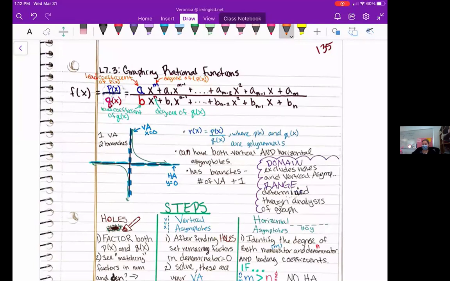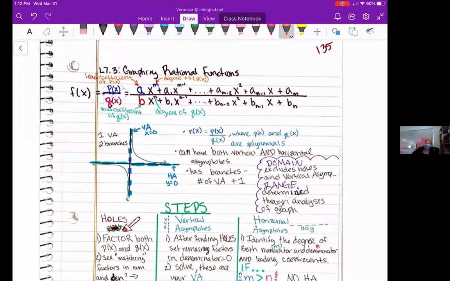So today is an extension from the lesson we had last, right? So 7.2 kind of goes hand in hand with 7.3. But with 7.3, we're going to be focusing on the key features and how to graph it a lot more than what we did with 7.2.